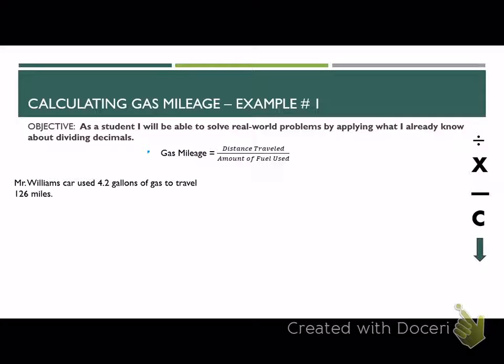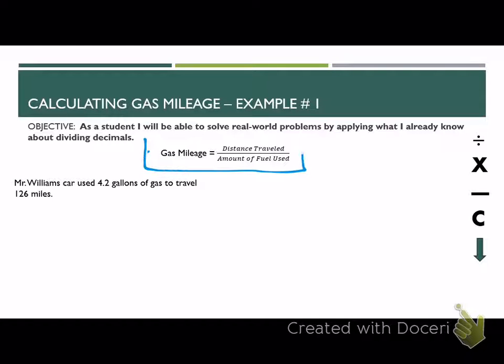Okay? Our goal for this lesson is that as a student you should be able to solve real world problems, but by applying what you already know about dividing decimals. So basically what we're going to do is use what we know about dividing decimals to solve other problems. Okay? Now, what we have is gas mileage.